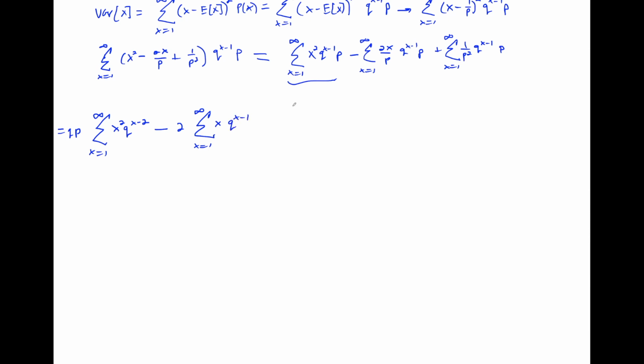Okay, so now we have this 1 over p squared, and we have this q to the x minus 1 times p. So let's factor out this 1 over p squared. We're going to leave the other p there because we're going to take advantage of the law of total probability. So we're going to write plus 1 over p squared, or infinite sum, x goes from 1 to infinity of q to the x minus 1 power times p.